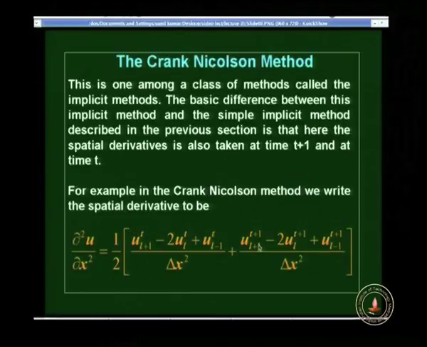The other method, in which we can use other implicit methods, uses a mixture of these two derivatives. That is, we could use the right hand side, the second derivative, del square u by del x square, evaluated at both time t and t plus 1 and take the mean of that. Okay, so this is called the Crank-Nicholson scheme.